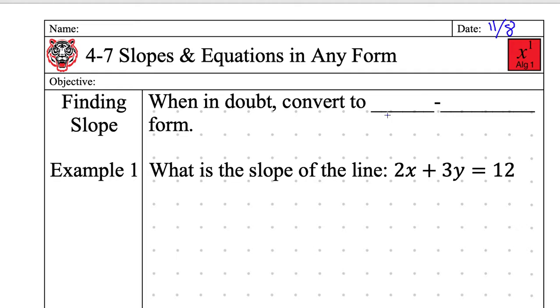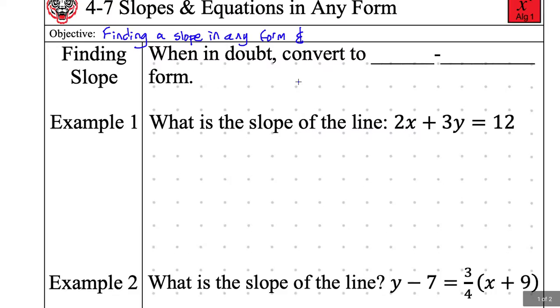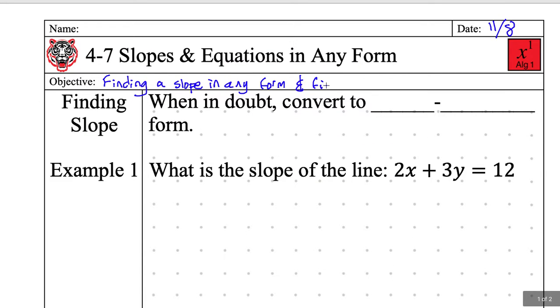All right, so let's make the objective. Well, I guess I can make it for you guys right now. So essentially, you are finding the slope in any form. That's the first part. And then the second part, you're making an equation and finding an equation in any form.